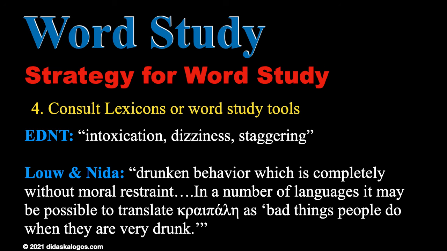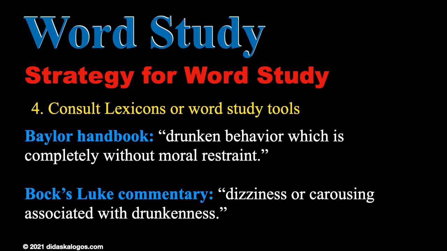Louw and Nida say drunken behavior, which is completely without moral restraint. In a number of languages, it may be possible to translate it as bad things people do when they are very drunk. Very helpful for a sermon, maybe. You can also consult other works such as the Baylor Handbook, which says drunken behavior, which is completely without moral restraint. Or Bauer, in his commentary, says dizziness or carousing associated with drunkenness.